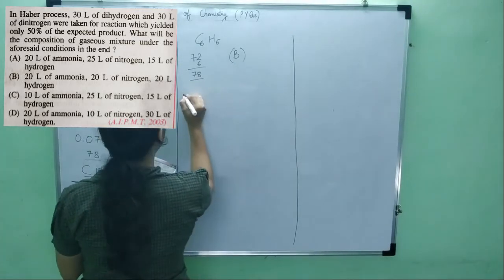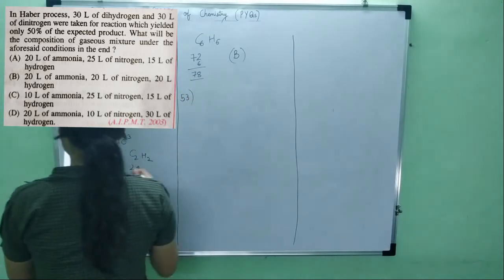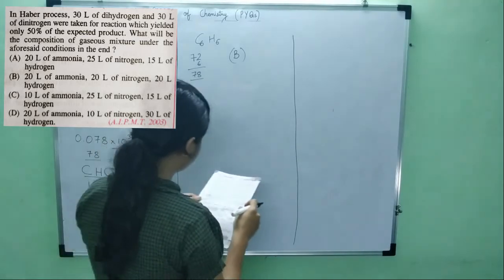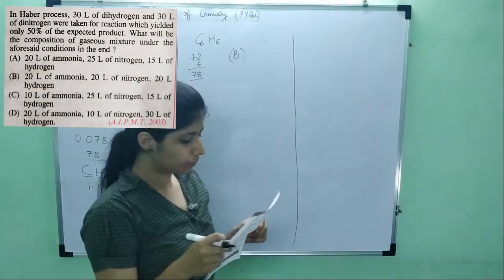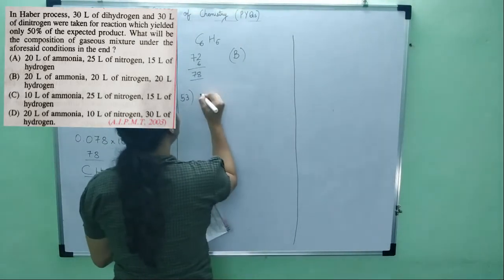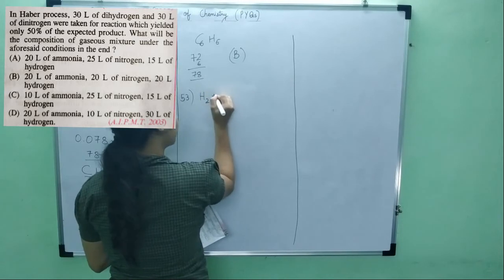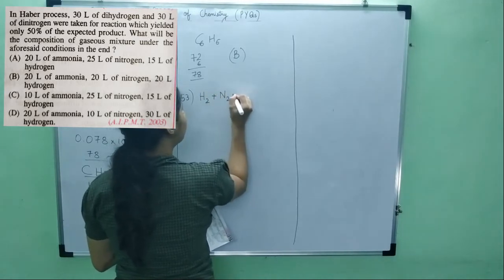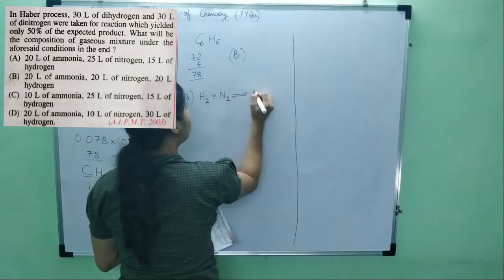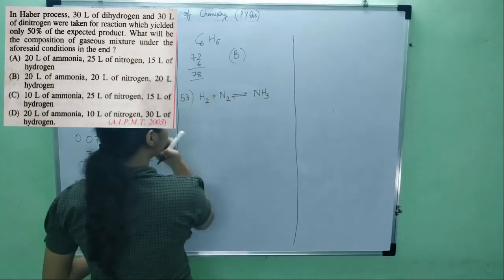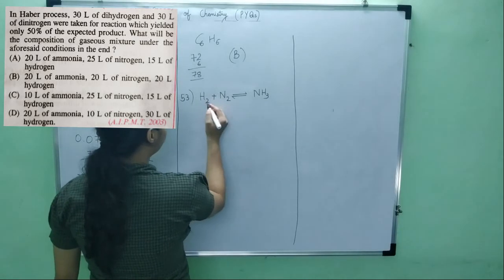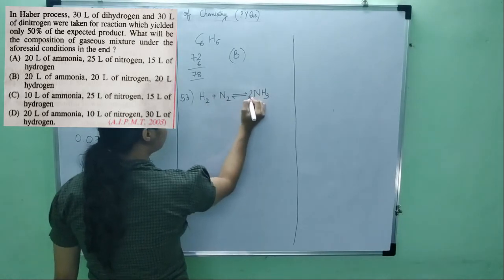Now, so this is a very interesting question. Now what is given in Haber's process? 30 liter of dihydrogen, 30 liter of dinitrogen were taken for the reaction. So first write the Haber's process. What is it? Hydrogen plus nitrogen giving us what? Ammonia. So this is an equilibrium reaction. So let's first balance out the reaction.